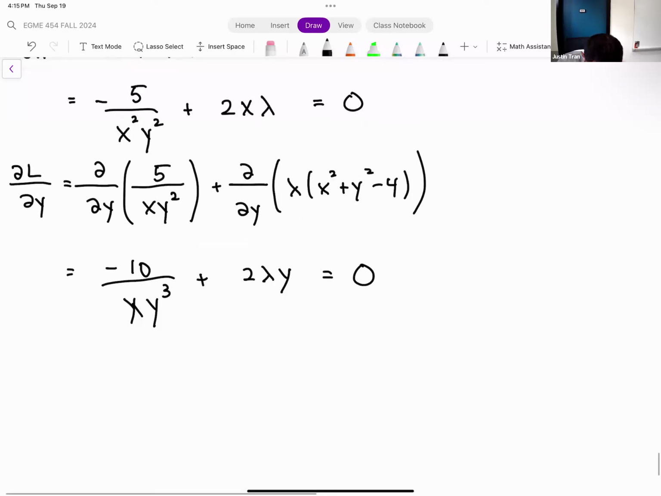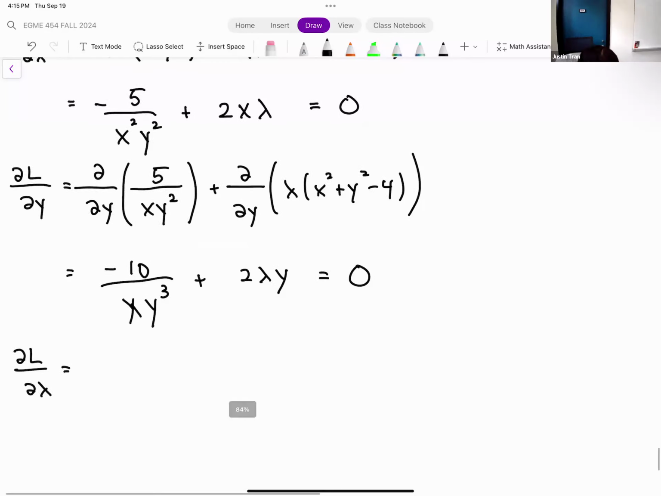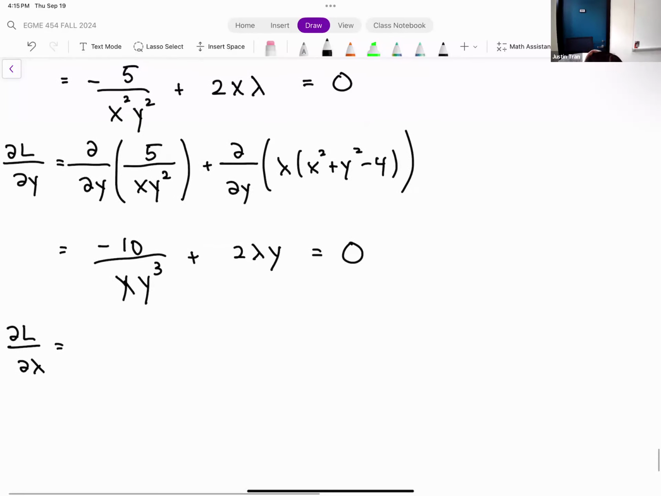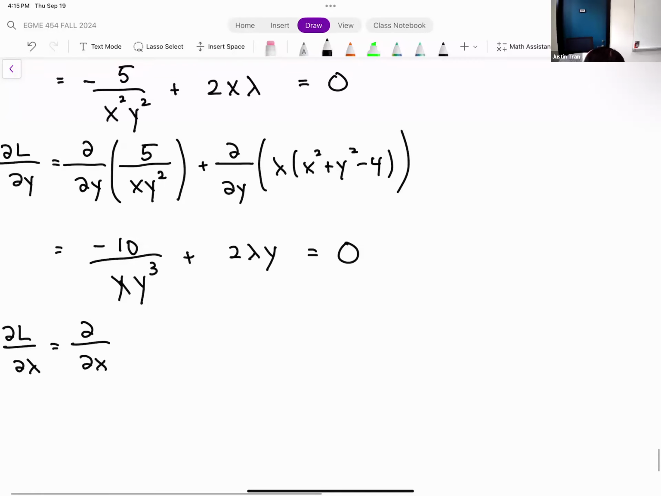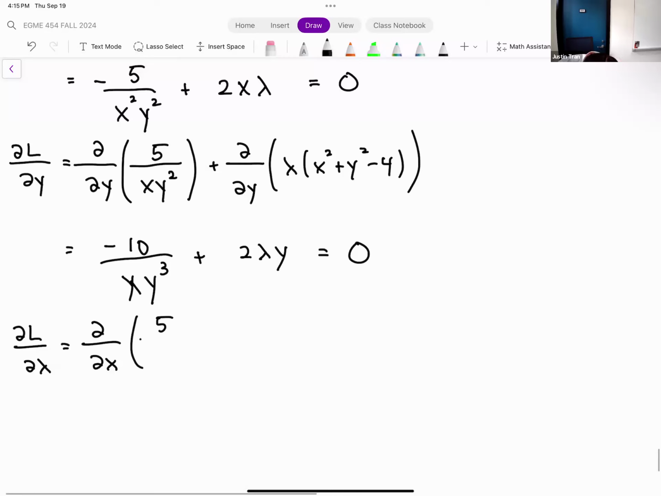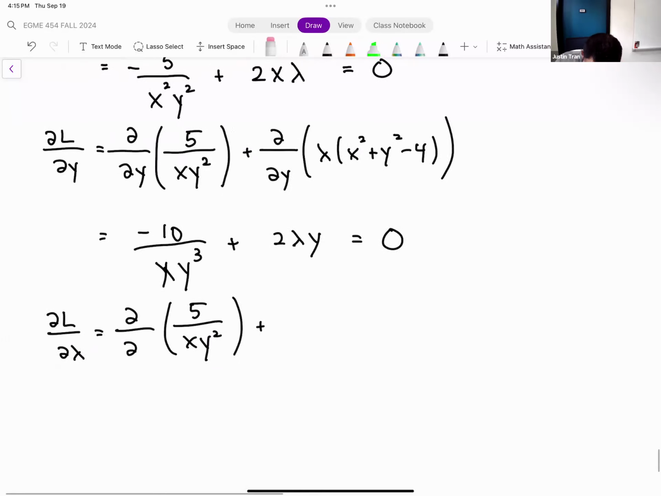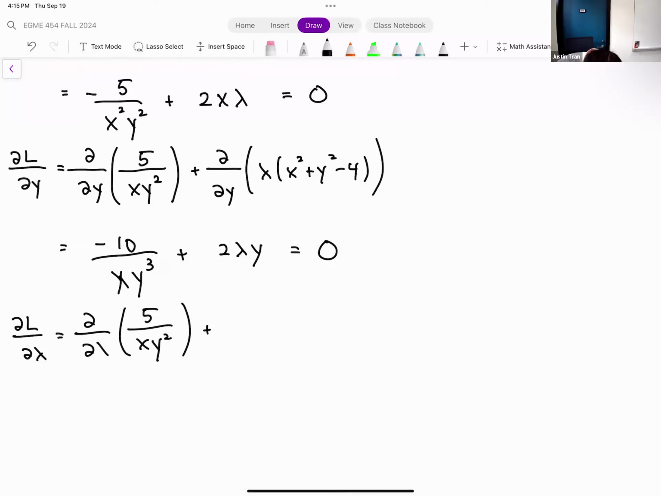Okay. And then finally, we need to take the derivative of L with respect to lambda. Again, I'm going to distribute that lambda derivative all throughout. Partial lambda of 5 over x y squared, plus partial lambda of lambda times x squared plus y squared minus 4.